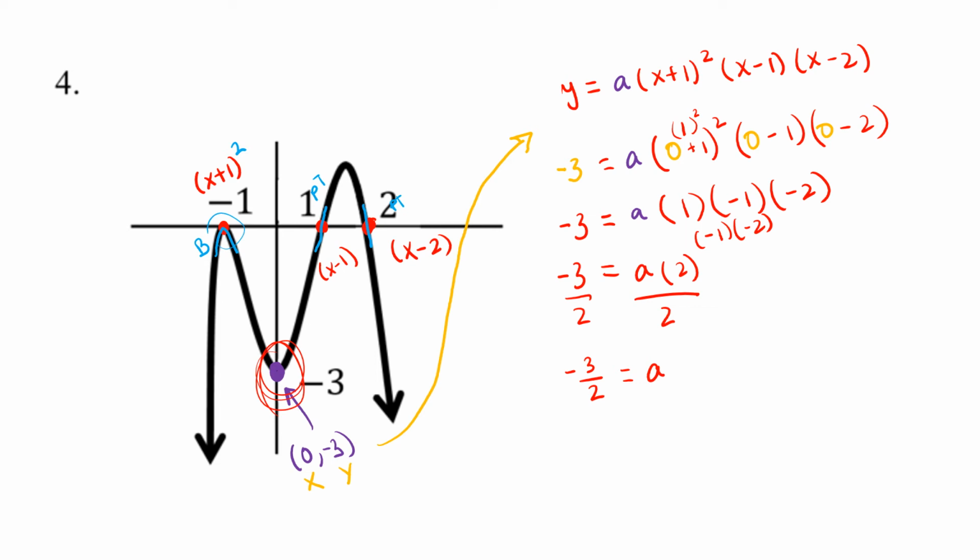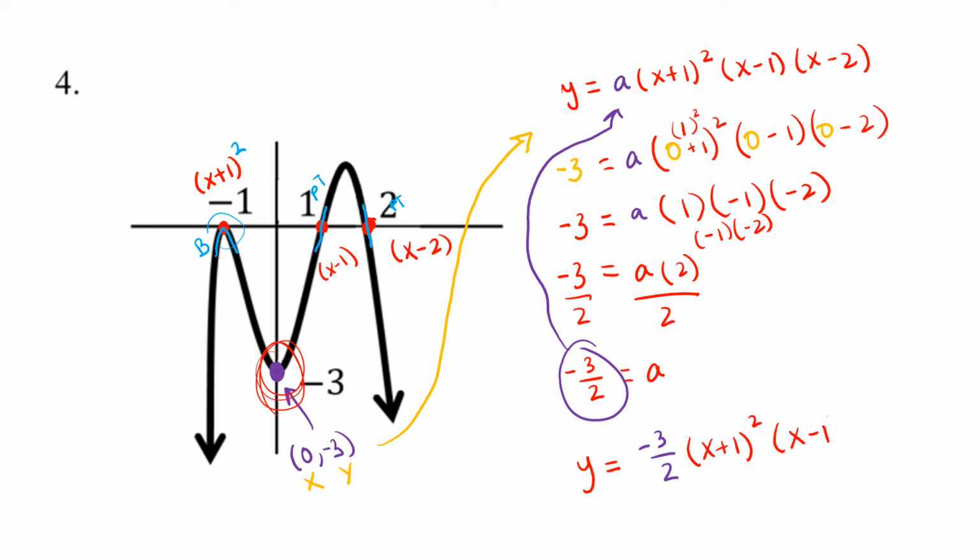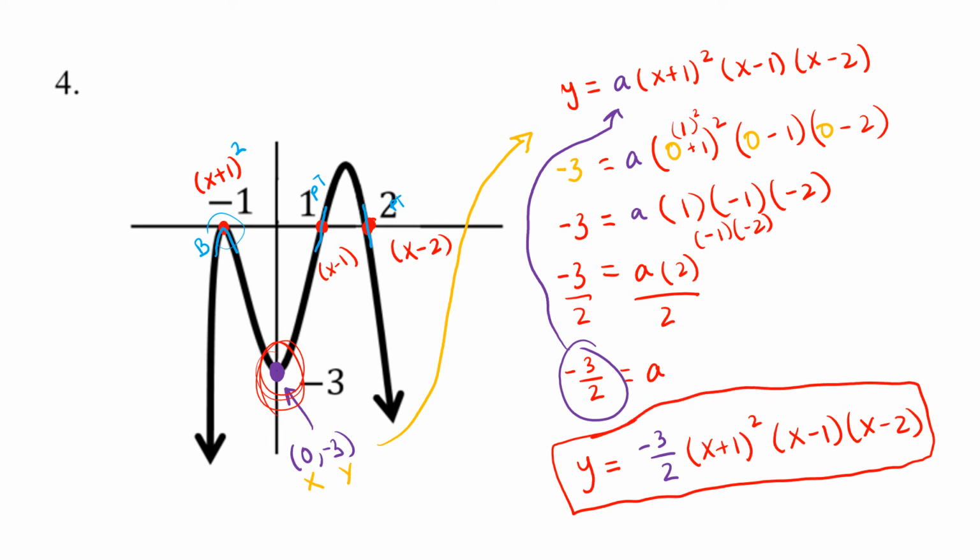We could finish off our equation by taking this a value and substituting it back in our final equation, and our answer is going to be y equals negative 3 over 2, that's the exact a value that we needed, times x plus 1 squared, x minus 1, x minus 2. And that finishes off the equation that represents that exact polynomial function right there.